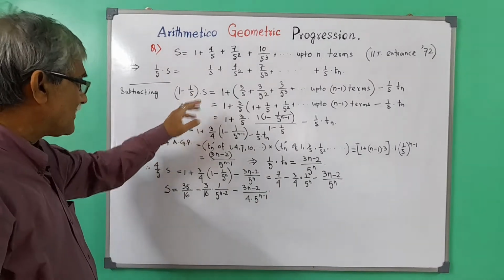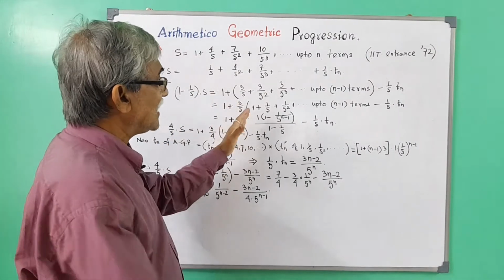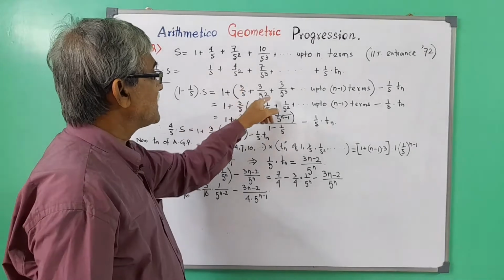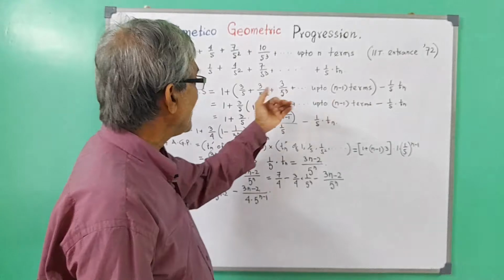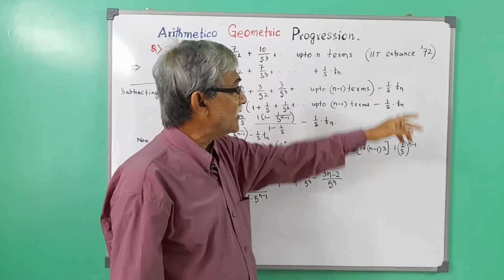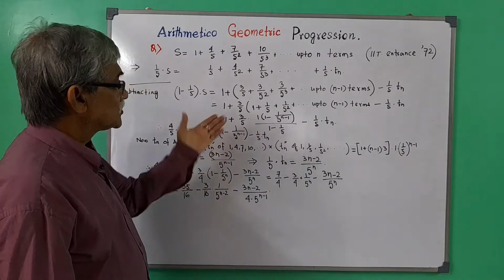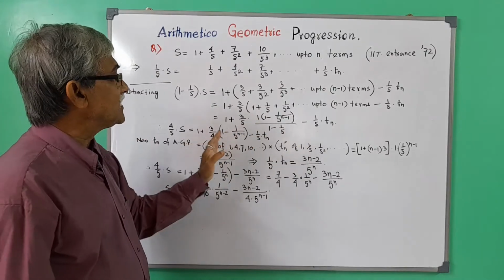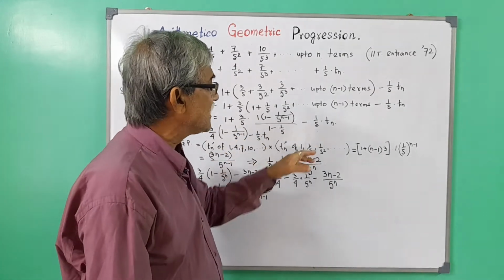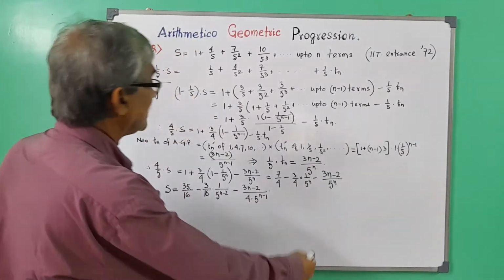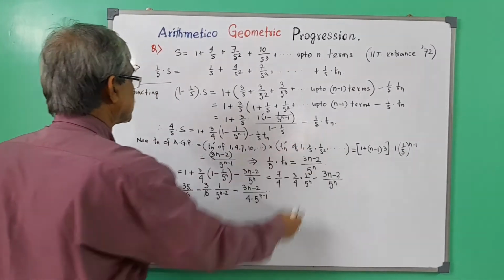So 1 minus 1 by 5 into S is equal to 1 plus, we are separating, 3 by 5 plus 3 by 5 square plus 3 by 5 cube up to n minus 1 terms, because we are shifted one term, minus 1 by 5 into Tn. So that is very simple. Ultimately, this comes up to 1 plus 3 by 5 into this thing minus 1 by 5 into Tn. So we need this Tn.